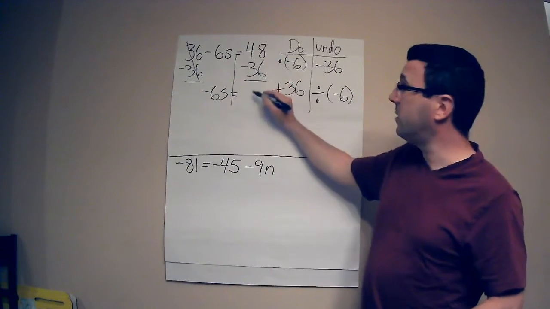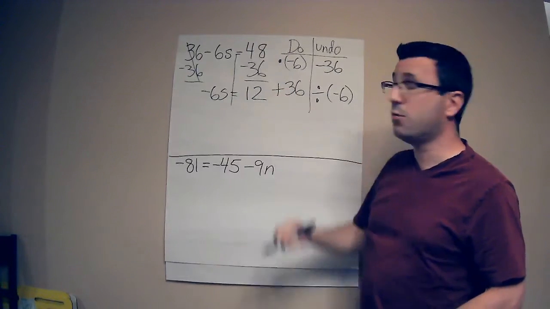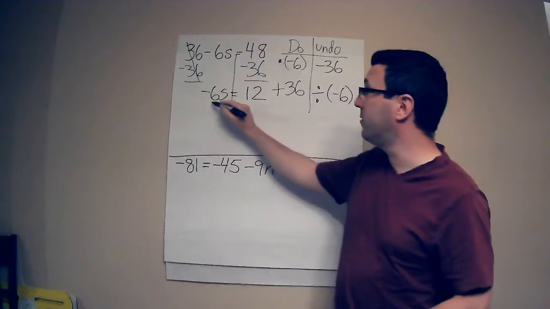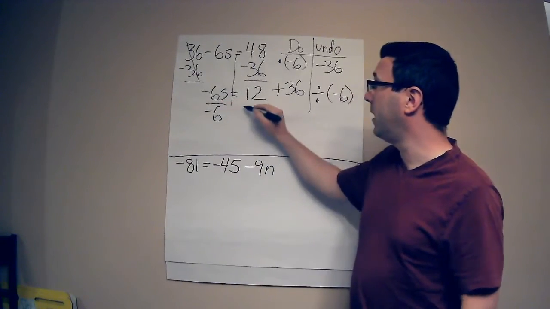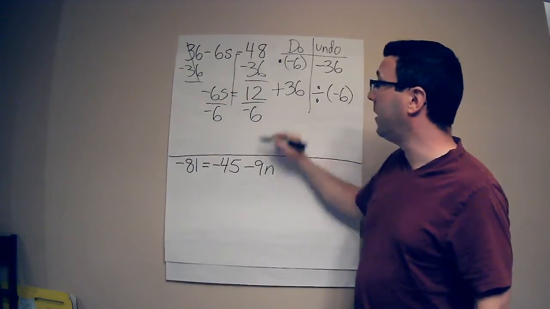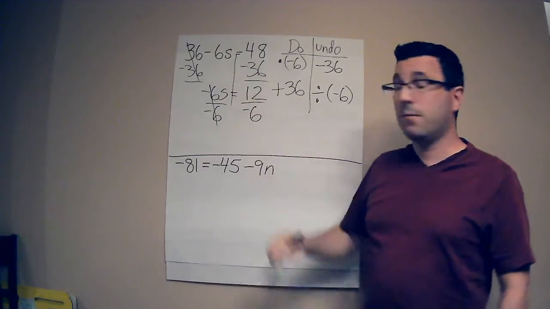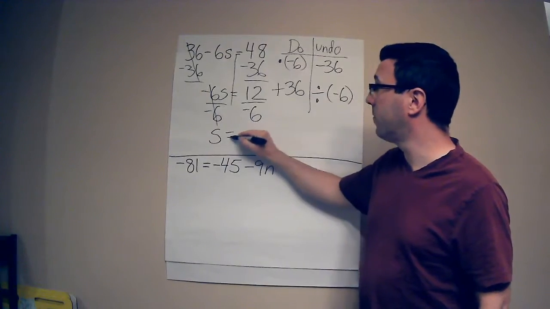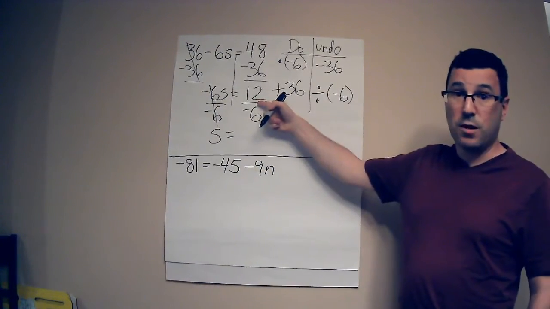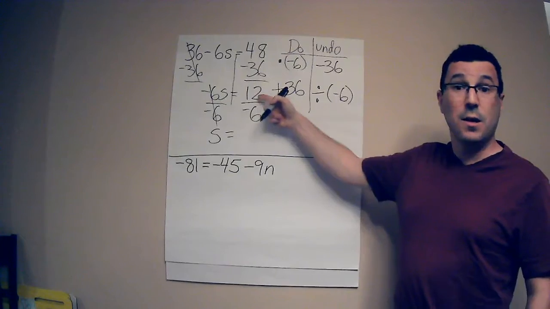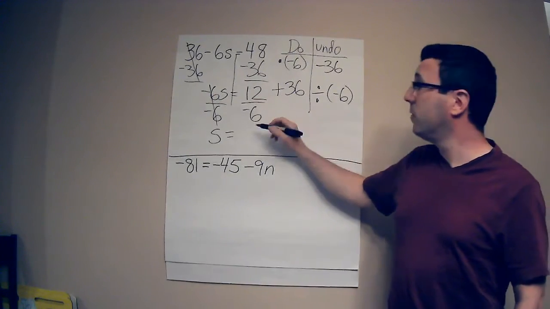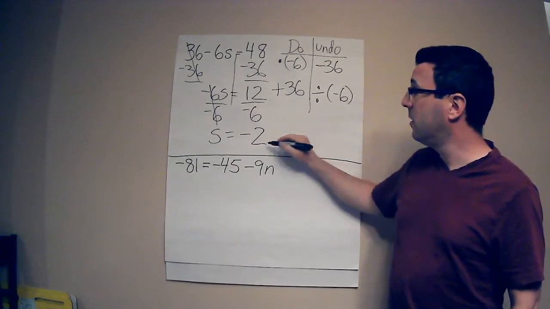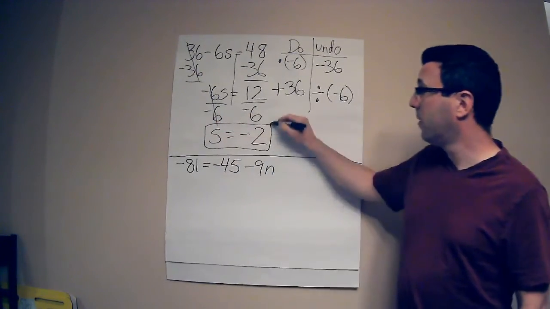48 minus 36 gives us a positive 12. Our next thing, we're going to divide by negative 6. So divide by negative 6 there. Divide by negative 6 there. The negative 6's cancel out. We have an s. Positive 12 divided by a negative 6. Positive divided by a negative is going to be a negative. 12 divided by 6 is a 2. Okay?